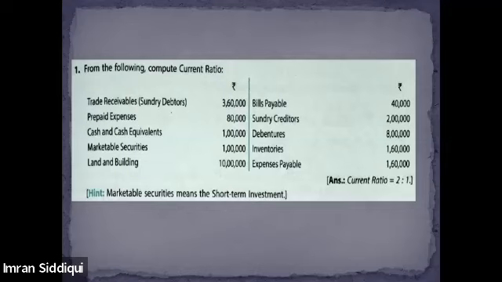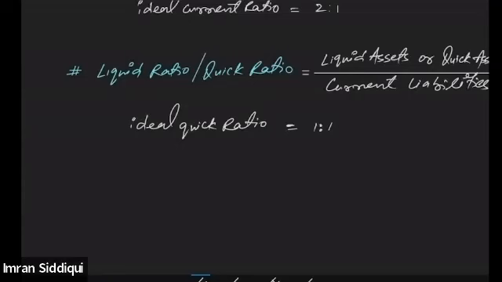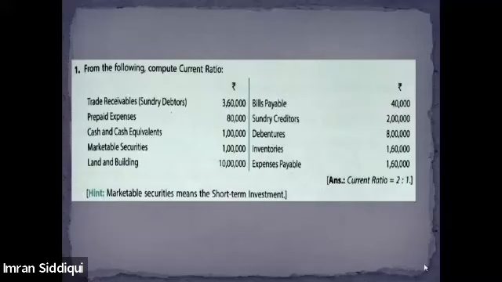Okay. So I guess the question is pretty much clear to everybody. The question is very straightforward. It just requires us to find out the current ratio. Shall we start? For now, take a screenshot of the question quickly, so that whenever you want to revise, you can refer back to the question. Done. Good. Now we need to find out the current ratio.